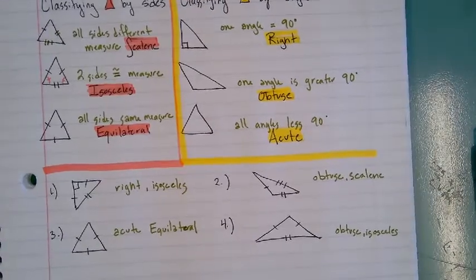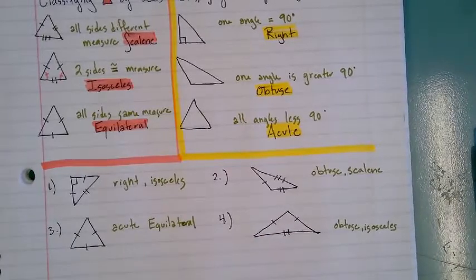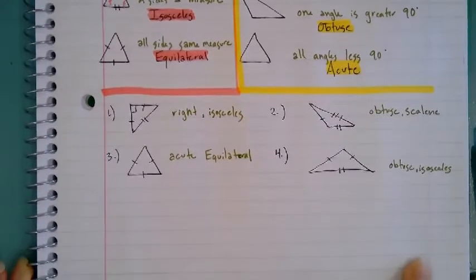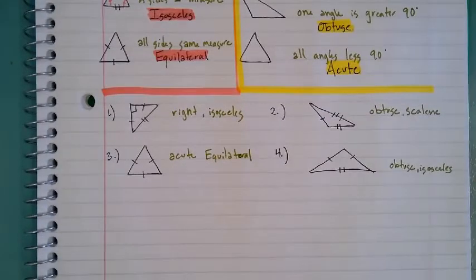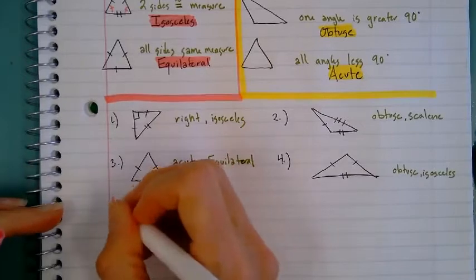Next, we're going to talk about the inside angles of a triangle. And something really important that you're going to want to write down is that a triangle has 3 angles and they have a sum of 180. So let's go ahead and write that down. Let's make a little bullet for ourselves.